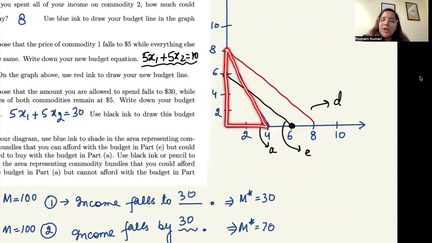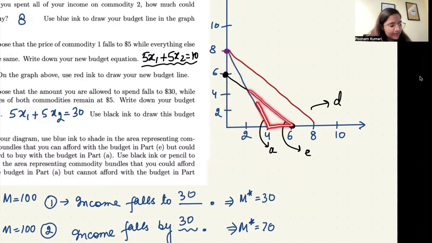Yes, ma'am. So now what are they asking me? Ki please tell me what is that area which you can afford using E parts budget but not using A parts budget. So कौन सा एरिया A पार्ट के बजट के हिसाब से अफोर्डेबल नहीं है लेकिन E पार्ट के बजट के हिसाब से अफोर्डेबल है? इट इज दिस एरिया, ना. Yes, ma'am, 4 and 6.